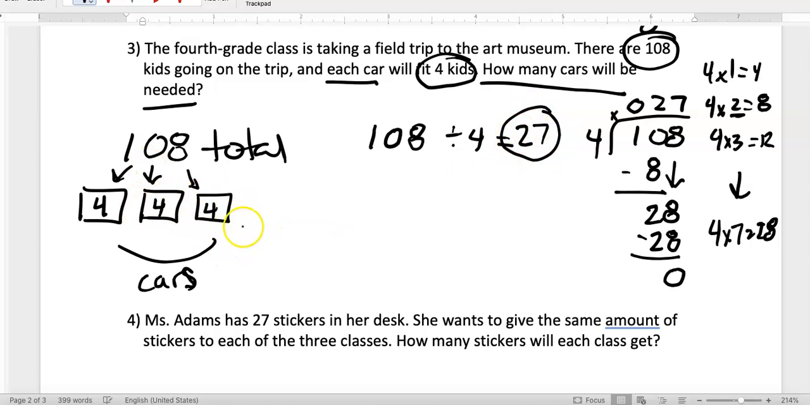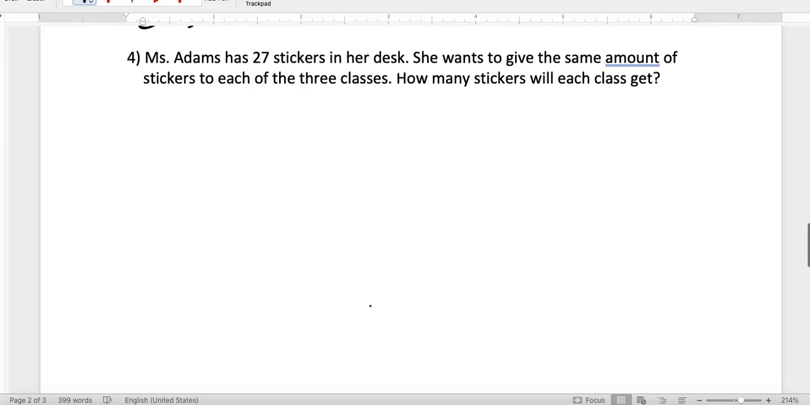So how many cars do you need? You would have needed to have drawn 27 cars, which would have just taken too much time, right? And you're better than that. We can do better than that. So we solved that answer in a much better way. Let's move to number 4.